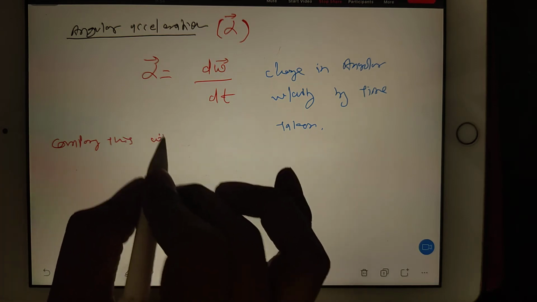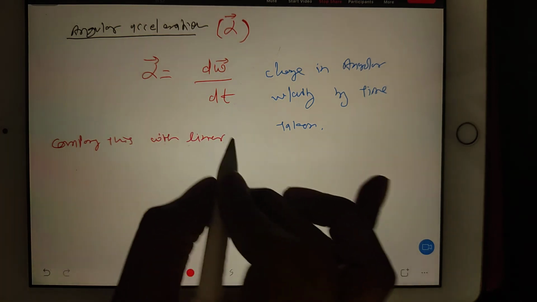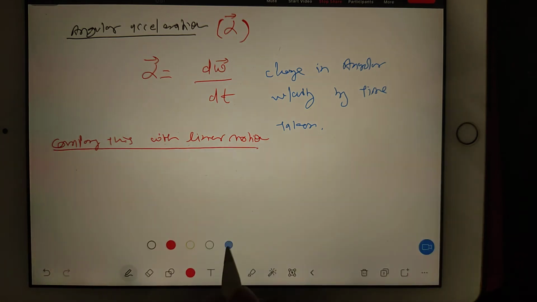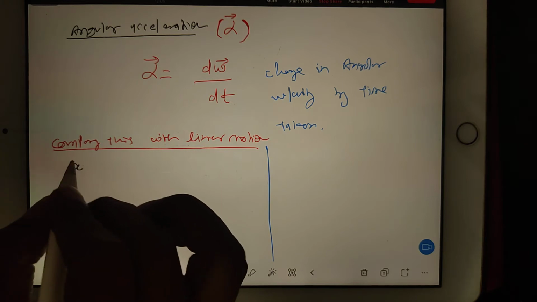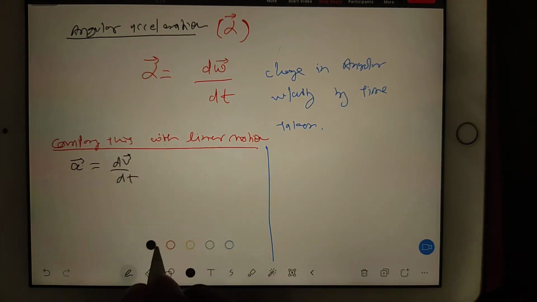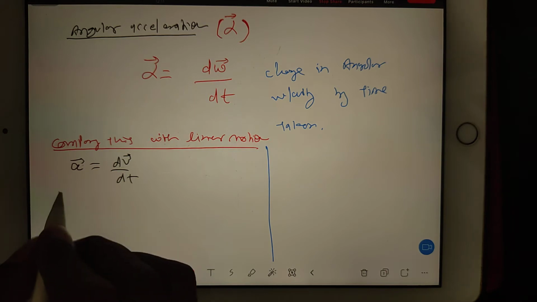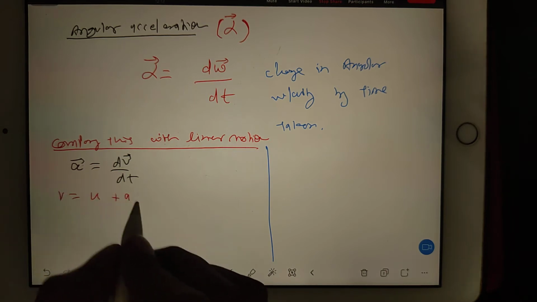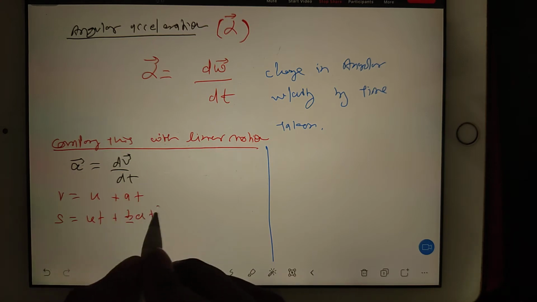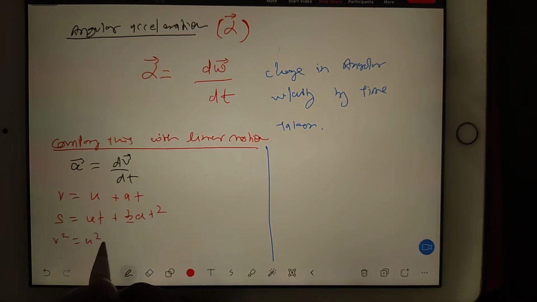Comparing this with linear motion, what does it mean? Actually, in linear motion, when you have acceleration, that acceleration is nothing but dv by dt. So we have three equations of motion: v is equal to u plus at, s is equal to ut plus half at square, v square is equal to u square plus 2as.